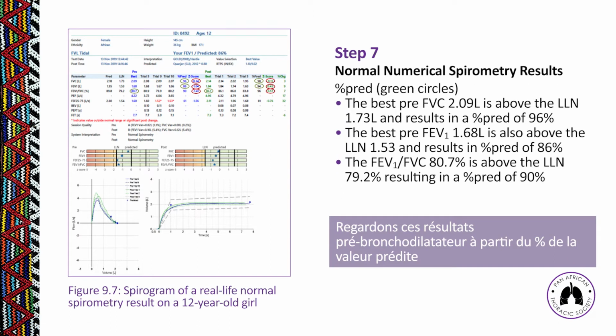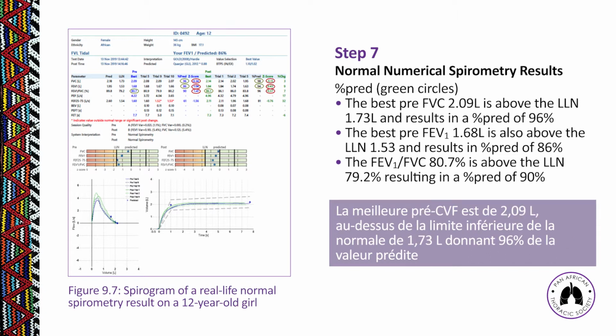Looking at the pre-bronchodilator result using percentage of predicted, the best pre-FVC is 2.09 liters, which is above the lower level of normal of 1.73 liters, resulting in 96% of predicted. The best FEV1 is 1.68 liters, which is above the lower level of normal of 1.53, and results in a percentage predicted of 86% of predicted.